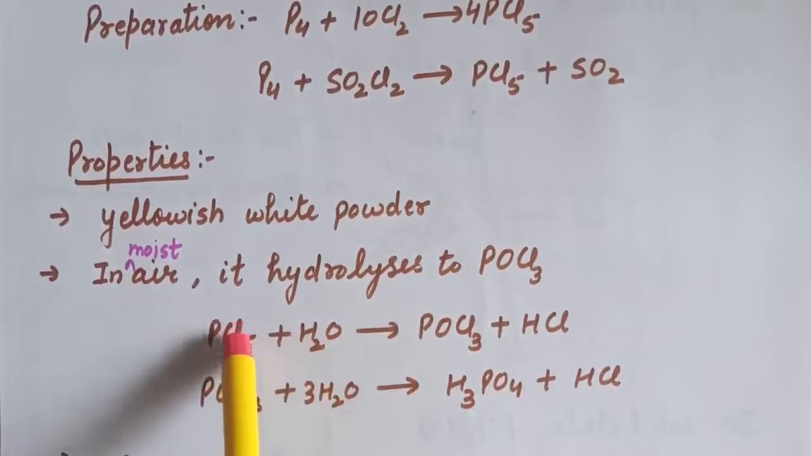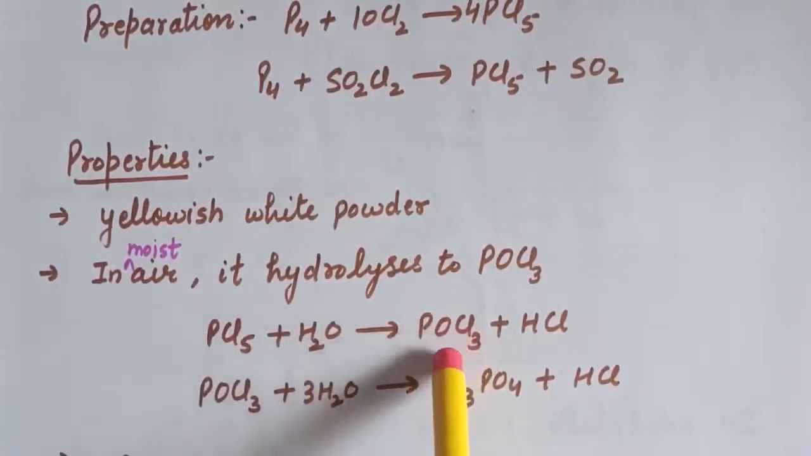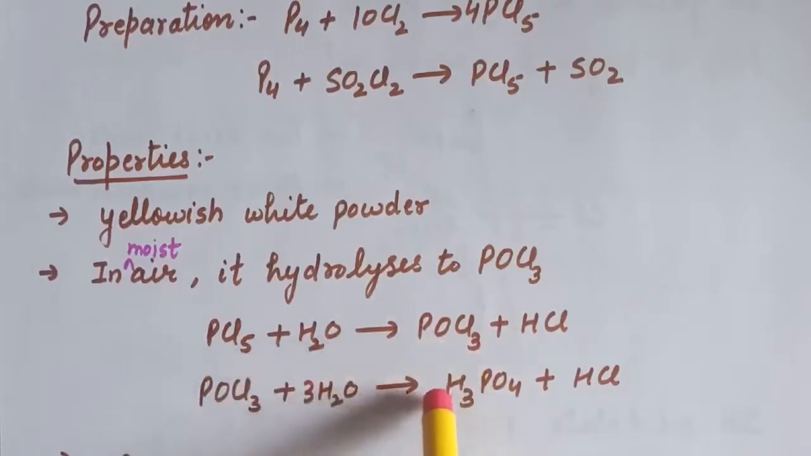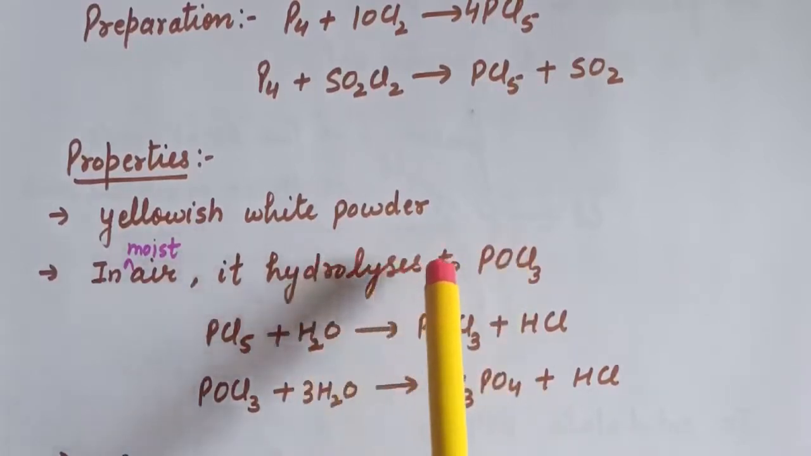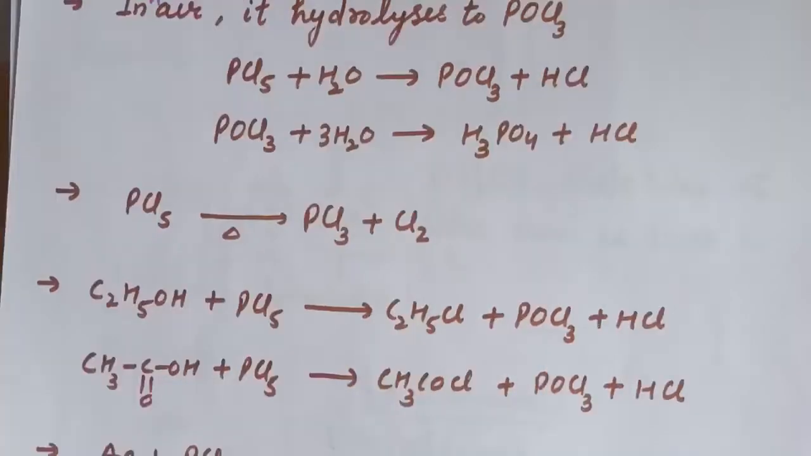So when PCl5 reacts with water, first of all it will form POCl3 and this POCl3 will further react with water and the final product of hydrolysis of PCl5 is phosphoric acid. So in moist air or in presence of water, PCl5 will undergo hydrolysis and the product is phosphoric acid.